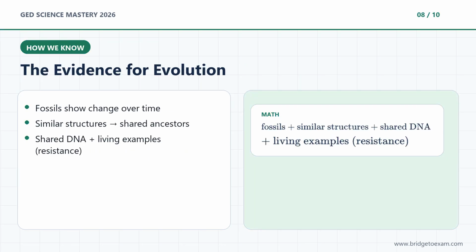Finally, how do we actually know evolution happens? Several independent lines of evidence. Fossils show how living things changed over long stretches of time. Homologous structures, similar body parts across different species, like the bones in a human arm, a whale flipper, and a bat wing, point to shared ancestors. Shared DNA between species tells the same story. In living examples, like the antibiotic resistance we just saw, we can watch natural selection unfold right now. Together, these make evolution one of the best supported ideas in all of science.